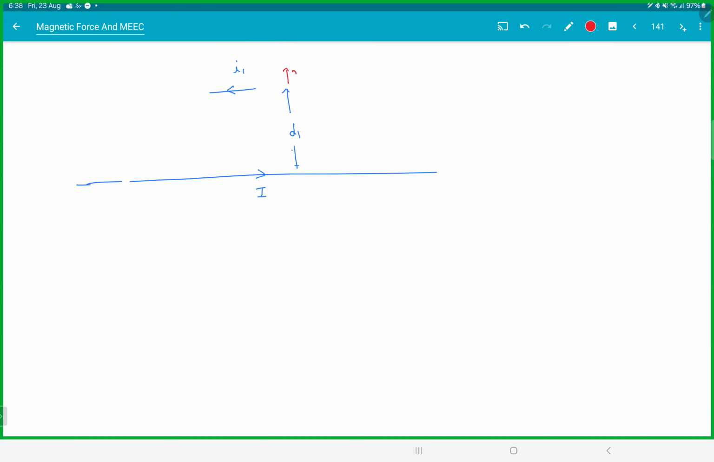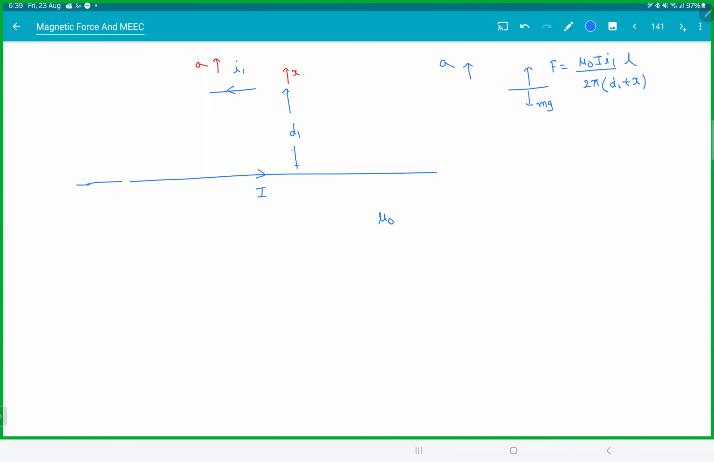This is displaced up by x. We will take acceleration in the direction of x. It's a straightforward one. If you write the restoring forces acting on this, you have mg. This force will become F is equal to mu naught I1 by 2 pi d1 plus x into L. And this is your acceleration.